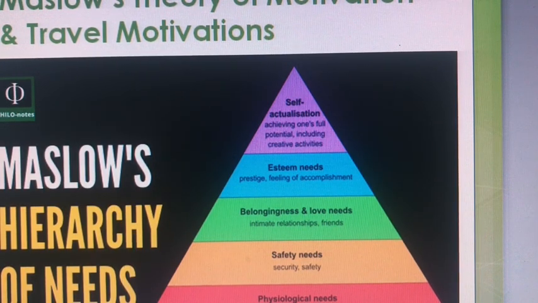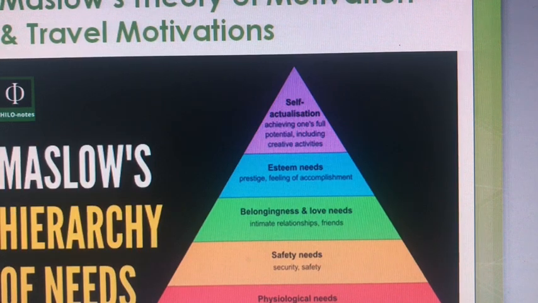So pag sinabing physiological needs, these are associated with individuals' basic needs. Ano ba yung mga basic needs natin? We have food, shelter, and water. Okay, so applying the same concept to the tourism industry, physiological needs are the basic needs that travelers expect destinations to meet. Okay, so these requirements include various facilities provided to travelers during their stay at the destinations.